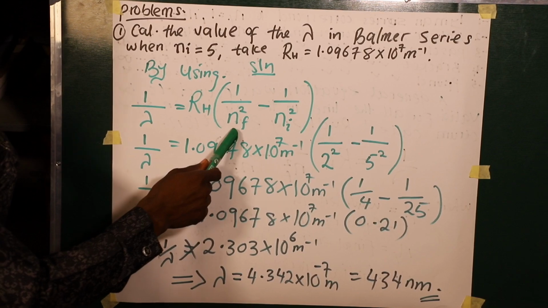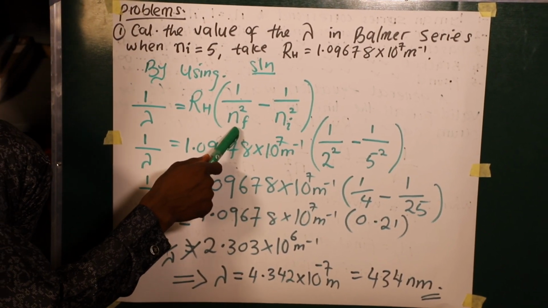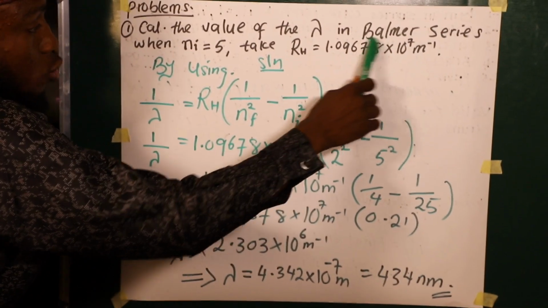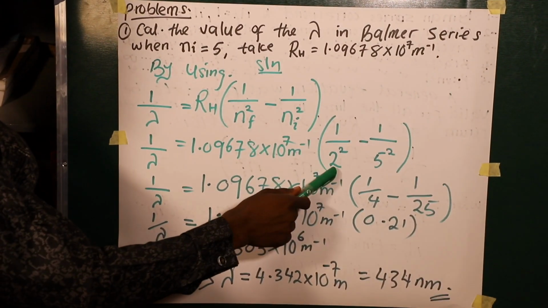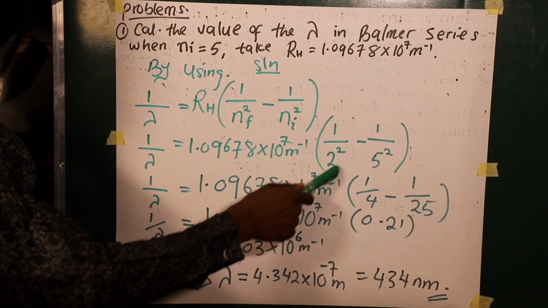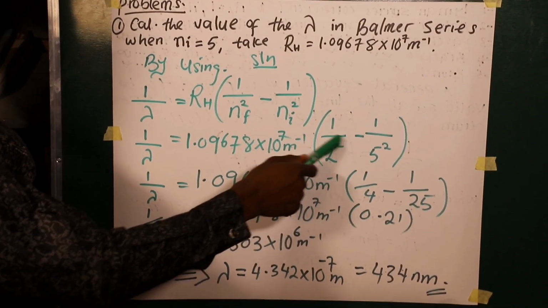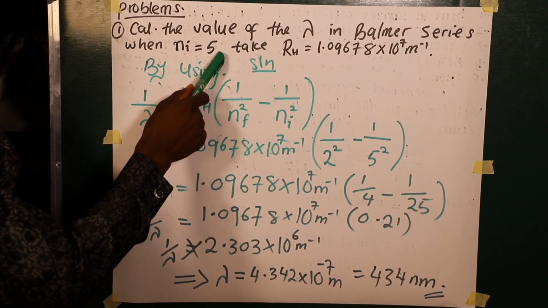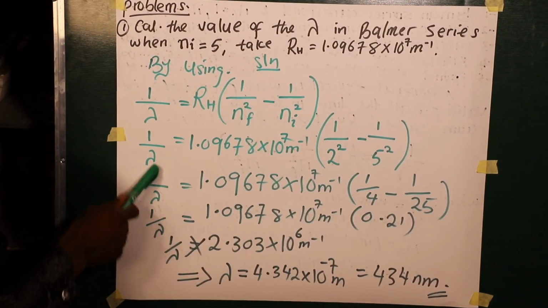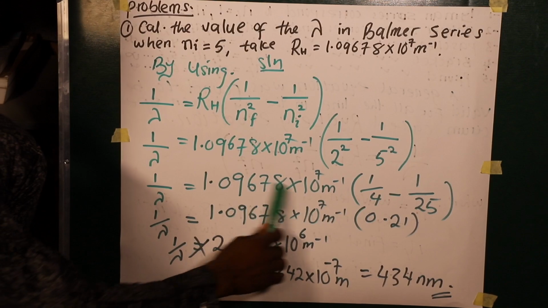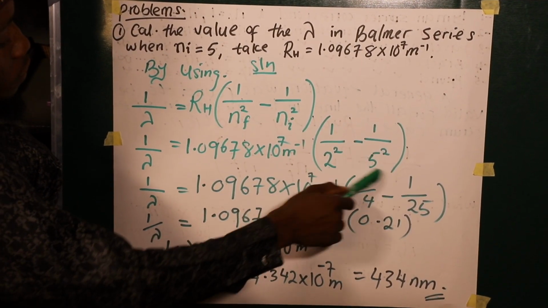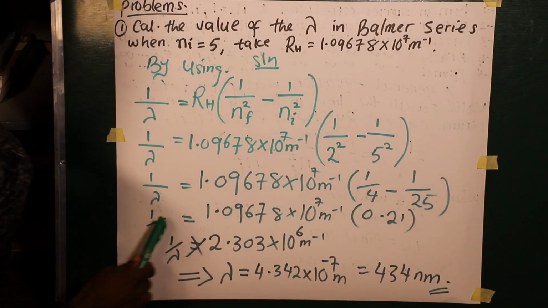In the Balmer series, N final corresponds to 2. The destination of each electron in the Balmer series, coming from any point, is where N is equal to 2. That is why we substituted NF as 2, and Ni is given as 5. That is why we put 5. So 1 over wavelength is this value into 1 over 4 minus 1 over 5 squared, which is 25.